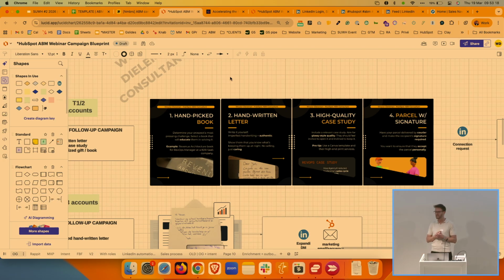Three segments completed now: theory, worksheet, strategy, and now the blueprint. And we're going to look at some more content examples, but maybe there are questions now. Anyone who wants to chime in?